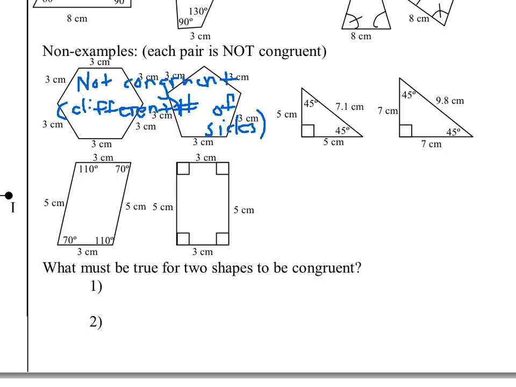Now, looking at the next two. These are also not congruent. How do I know these are not the same? Because they both have different sizes. Yeah, they're different sizes. So these are not congruent.